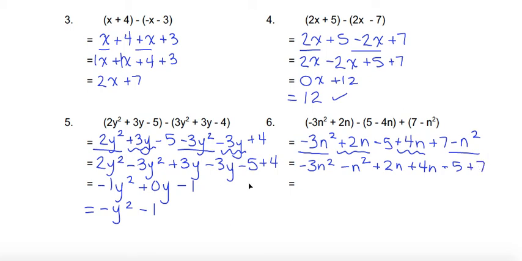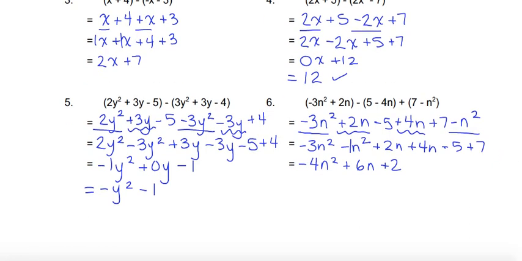Last step, I want to combine or simplify. Negative 3 take away, remember this is a 1. So negative 3 take away 1 is negative 4n squared. 2 plus 4 gives me 6n. And negative 5 plus 7 is plus 2. And that is how we use algebra, without any visual representations, and the concept of like terms to subtract and add polynomials.